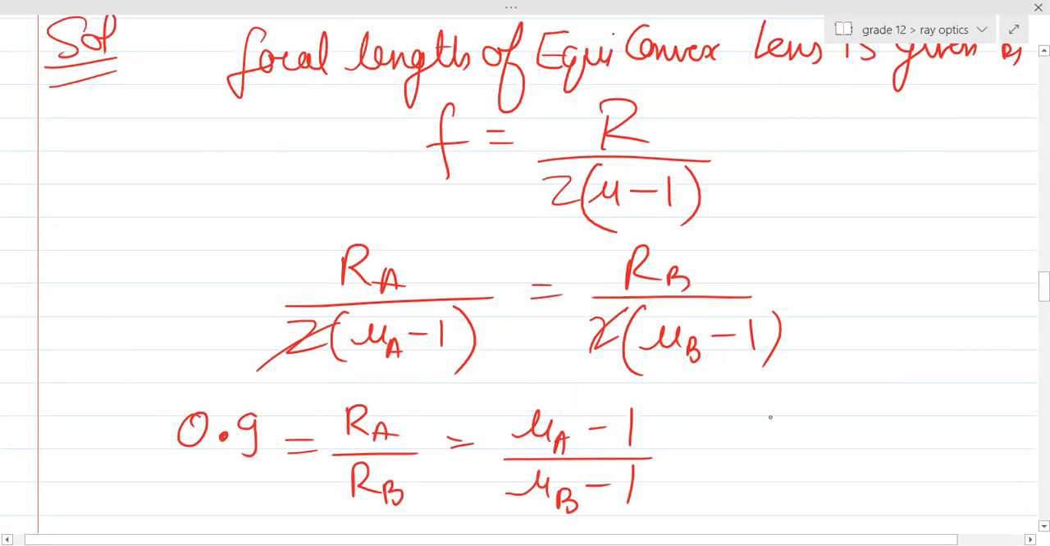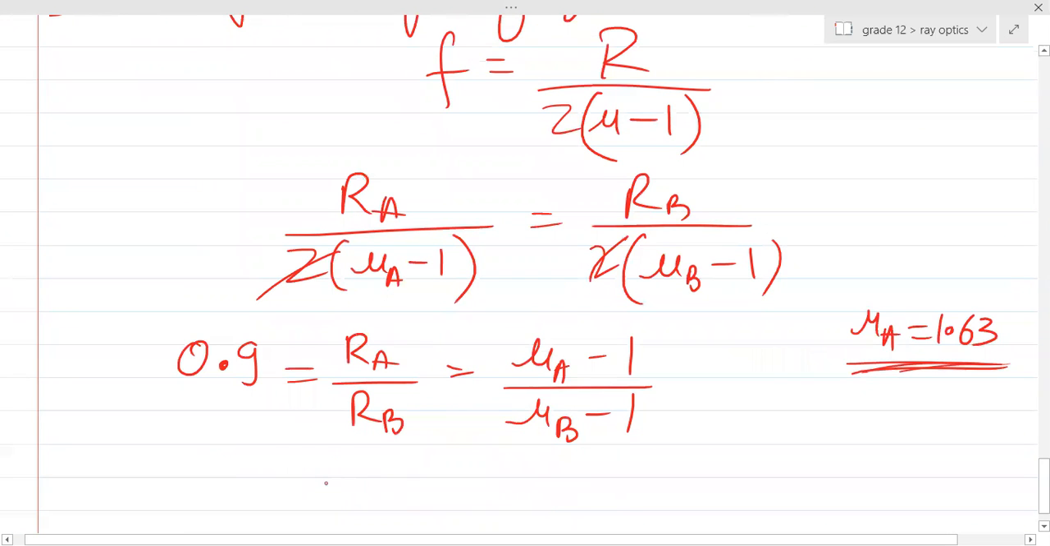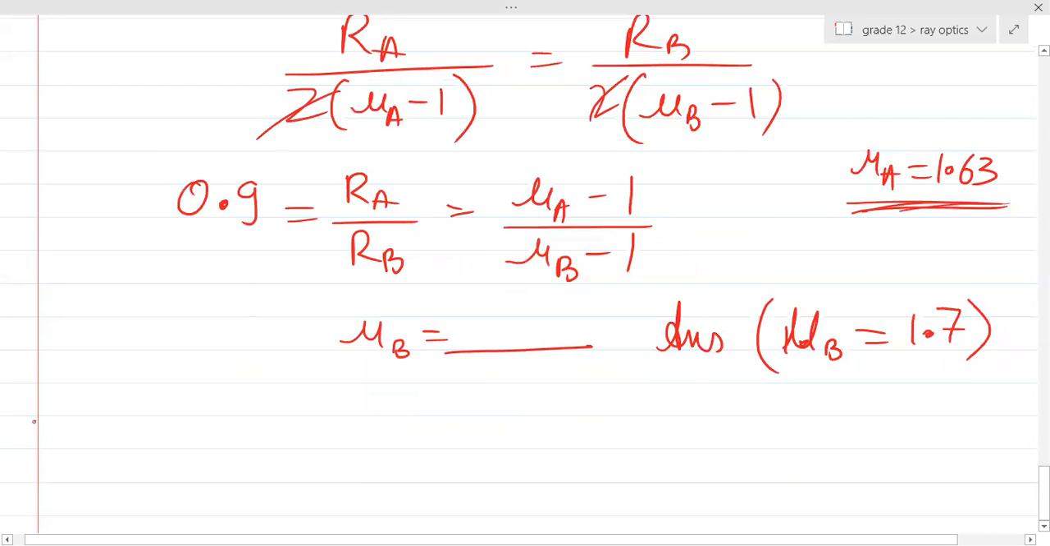And mu A is also given, right? Mu A is 1.63. It's given in the question. So I think you people can solve for mu B. The answer will be 1.7. So try to solve and you'll get your answer. Next question.